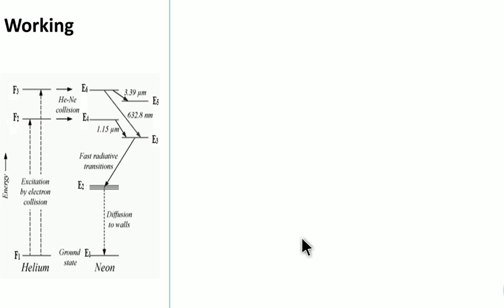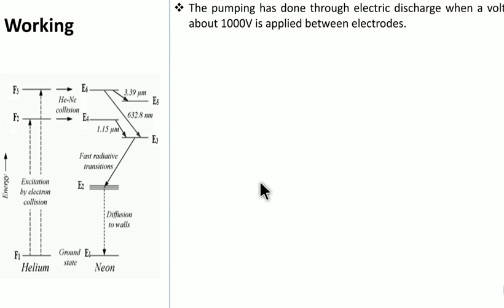Now we'll take the working. This is the energy level diagram of both helium and neon. F1 is the ground state of the helium atom. F2 and F3 are the short-lived and metastable states. Similarly, in the neon atom, E1 is the ground state, and E2, E3, E4, E5, E6 are the excited states. Here, pumping is done through the electrical discharge. The applied voltage is 1000 volts.